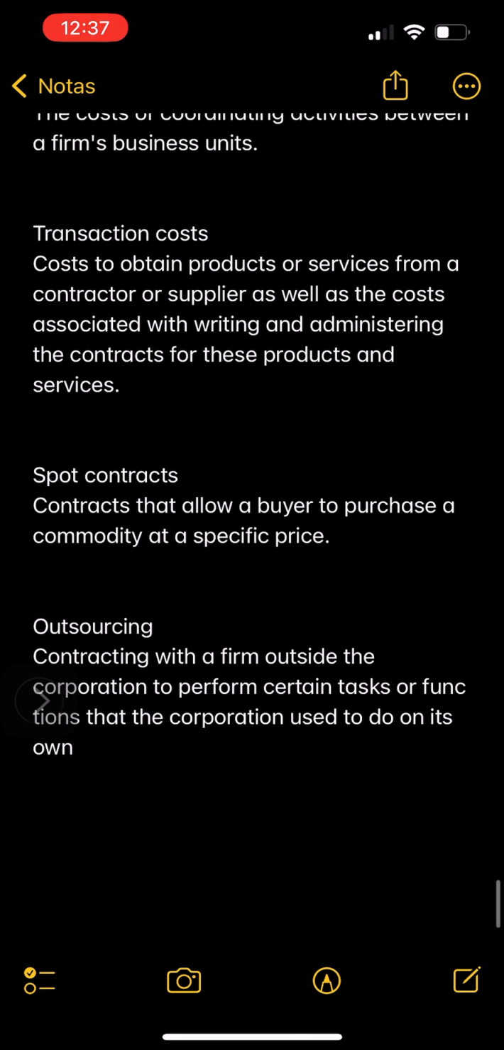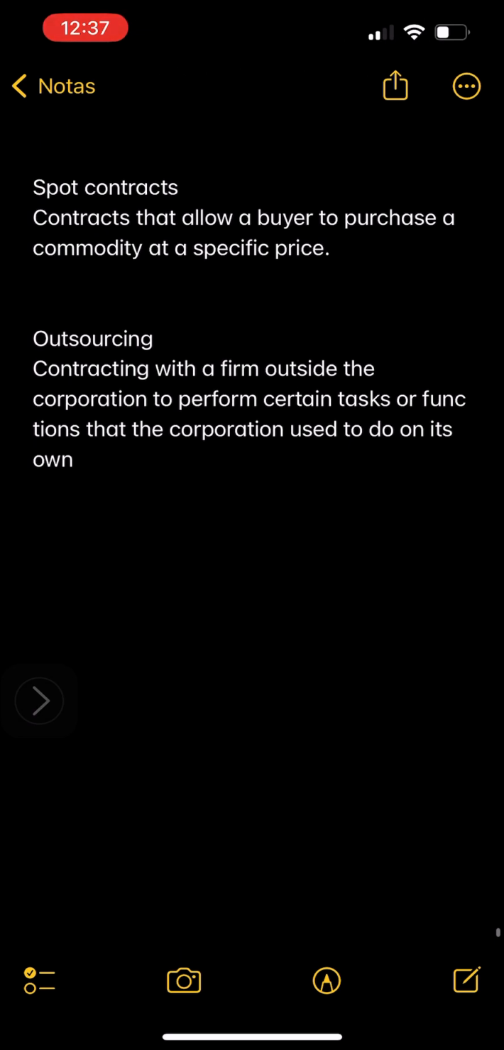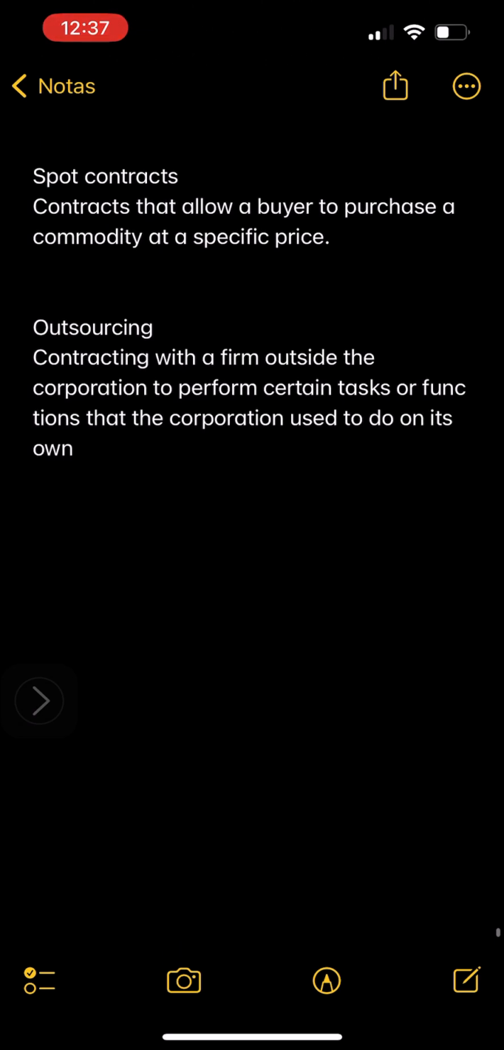Spot contracts: contracts that allow a buyer to purchase a commodity at a specific price. Outsourcing: contracting with a firm outside the corporation to perform certain tasks or functions that the corporation used to do on its own.